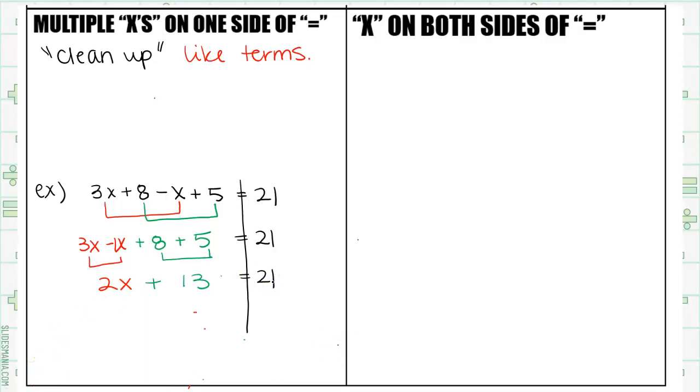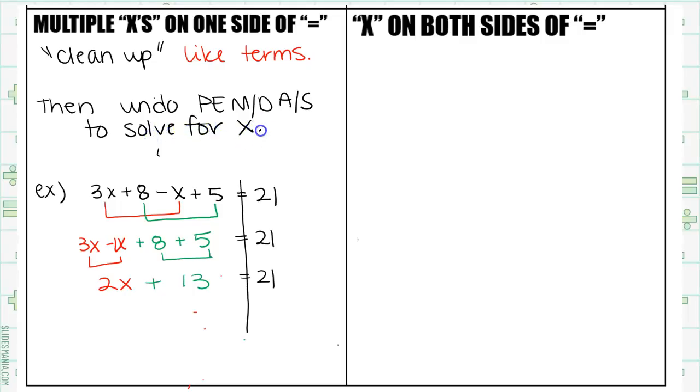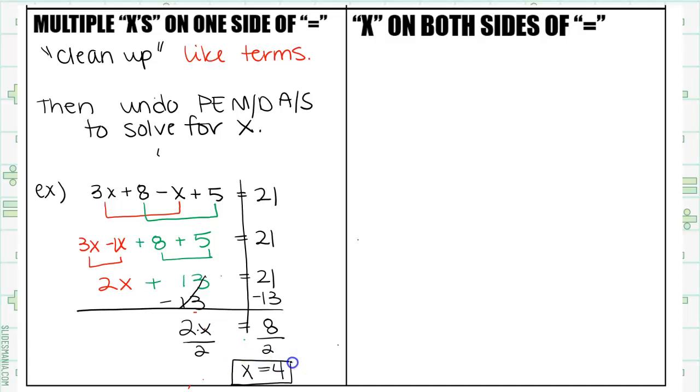Now I'm back to doing the opposite operations that I did before. So the second step is going to be undo PEMDAS to solve for x. That would involve subtracting or adding if I can do that first. So that leaves me with 2x equals 8. And then because I'm multiplying, I'm going to divide both sides by 2, which leaves me with x equals 4.